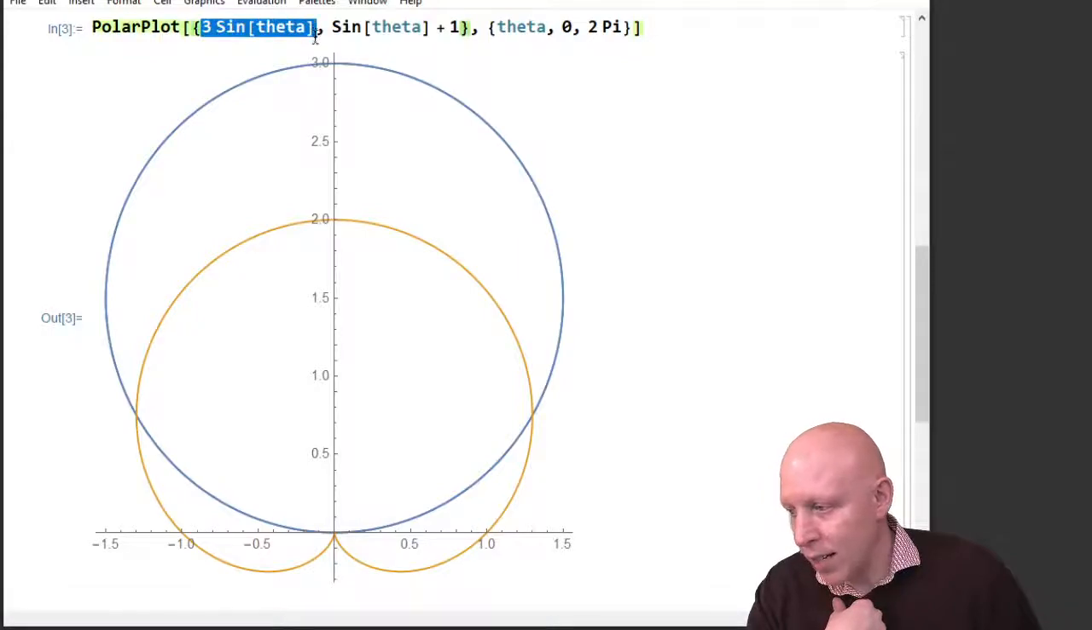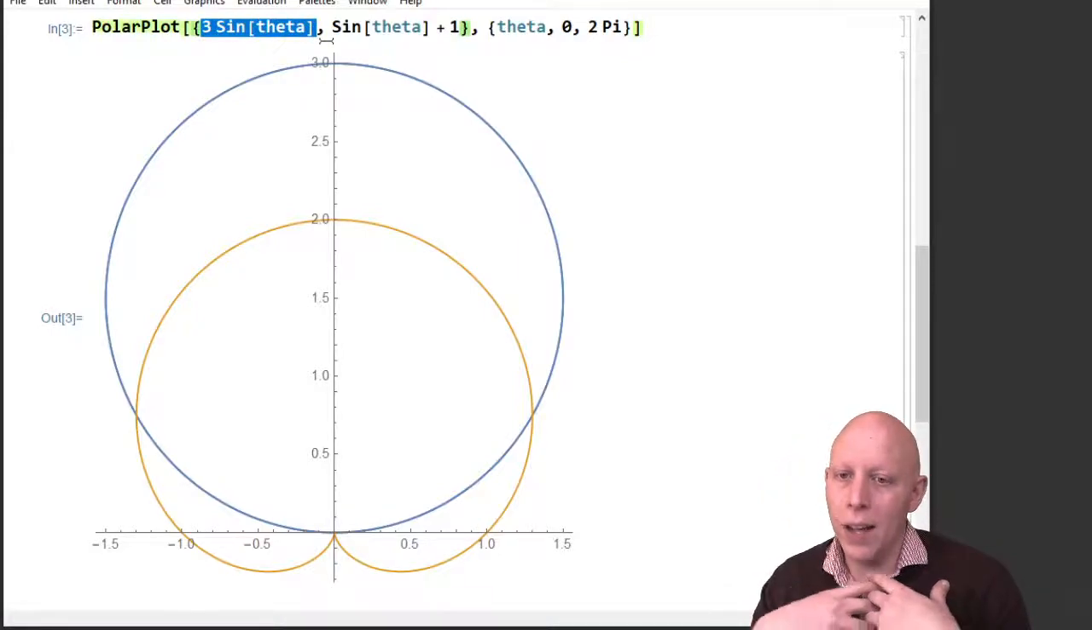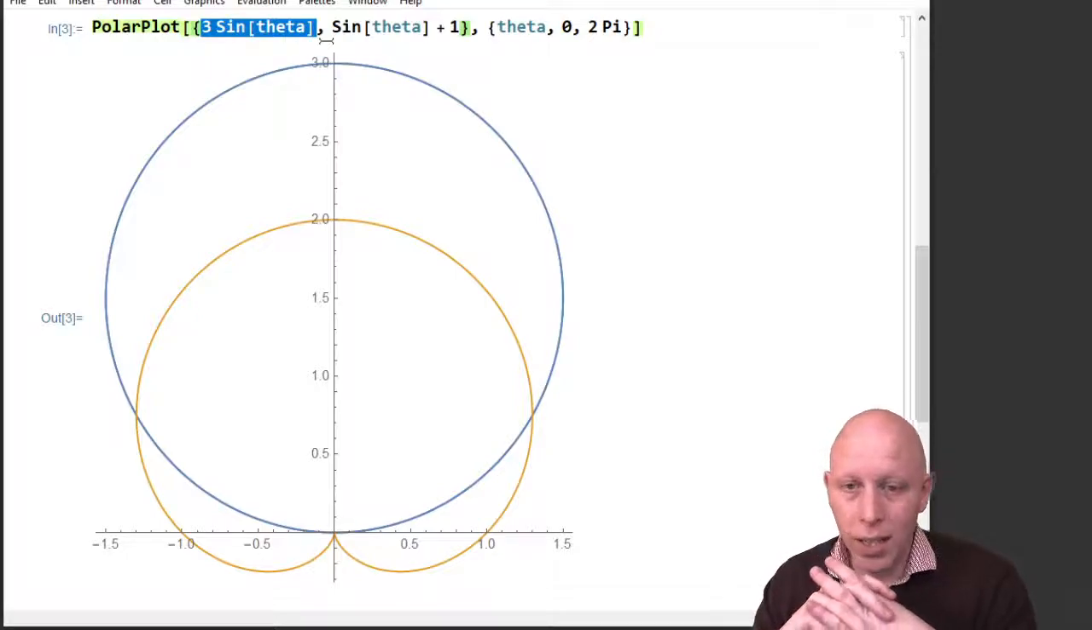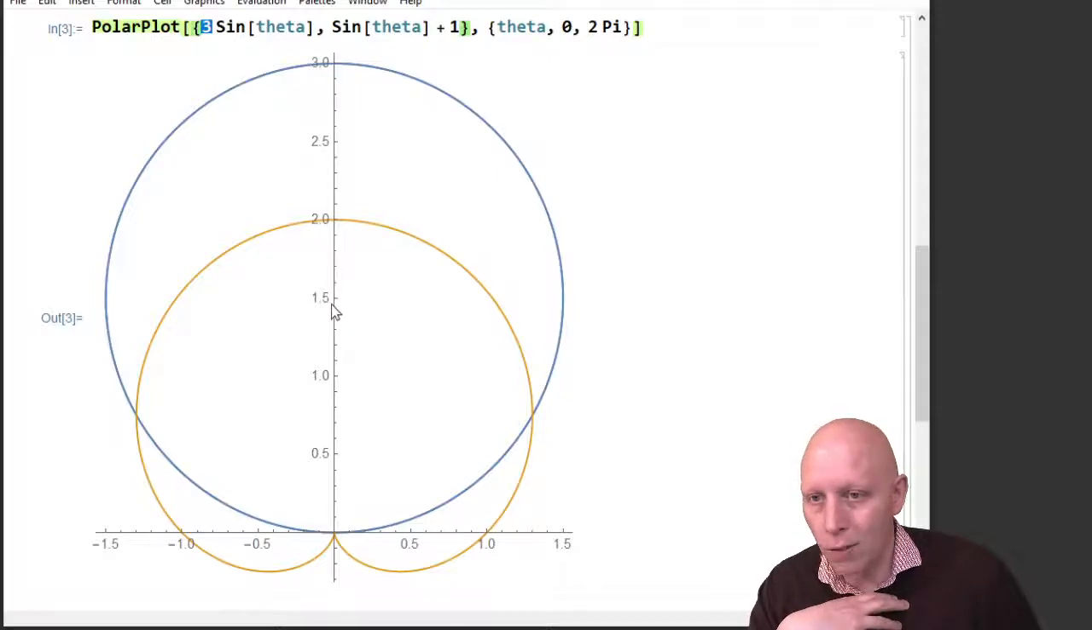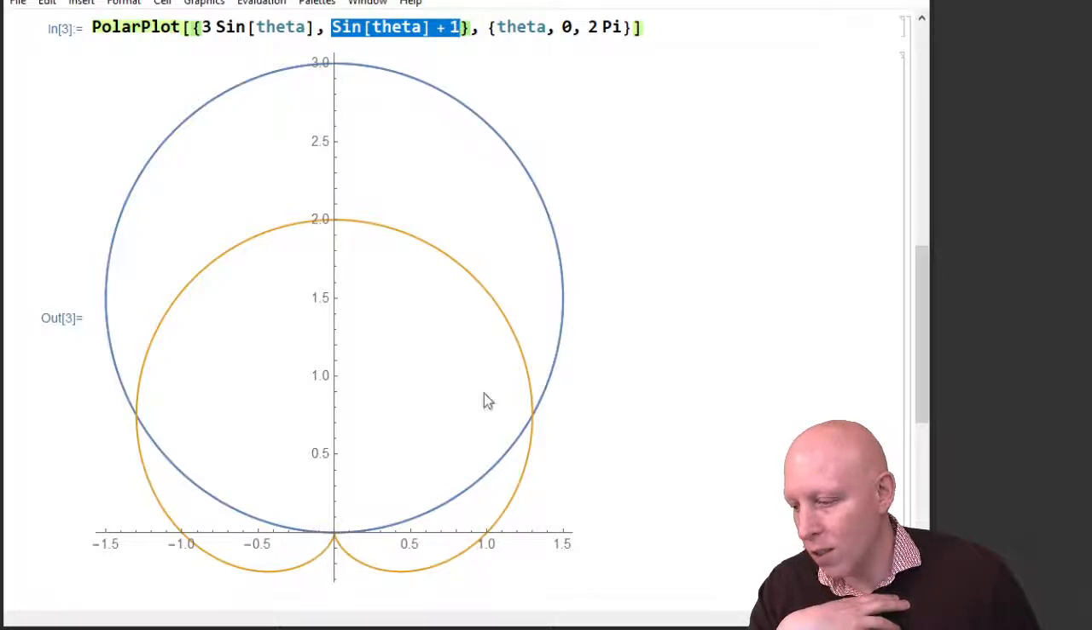So 3 sine of theta is of the form 2b sine theta, which means that it's a circle centered at 3 divided by 2, or at 0, 1.5. So that's our circle. And then this other one, this is called a cardioid. It is sine of theta plus 1. So here are our two equations, and what we'd like to do is figure out what is the area that is inside r equals 3 sine theta, and outside r is equal to sine of theta plus 1. So that's this region right here.